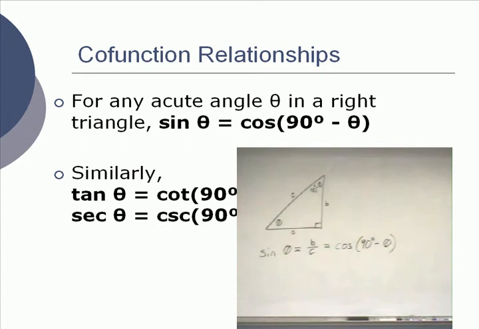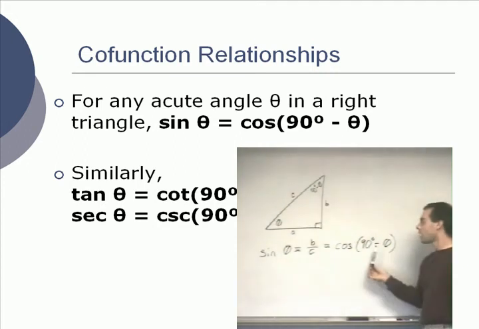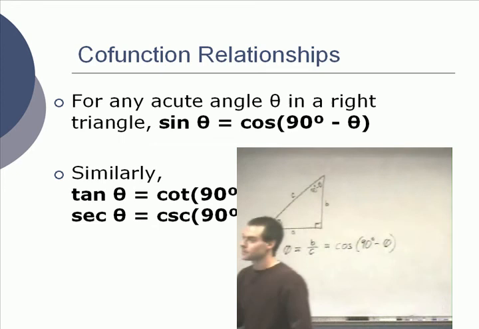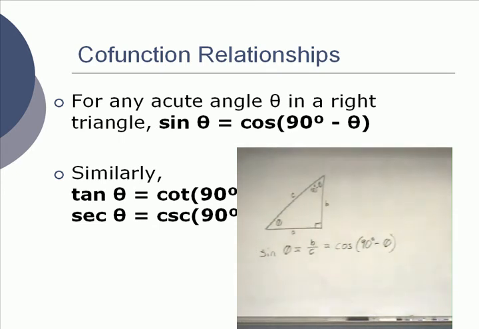This is why, for those of you who are in the electronics programs, sine and cosine waves are always 90 degrees out of phase. Here's why. Because one of them is always 90 degrees off from the other one. It's also true, though we won't look at the picture, that all the cofunctions have this property. The tangent of theta is equal to the cotangent of 90 degrees minus theta. Secant of theta is equal to cosecant of 90 minus theta.